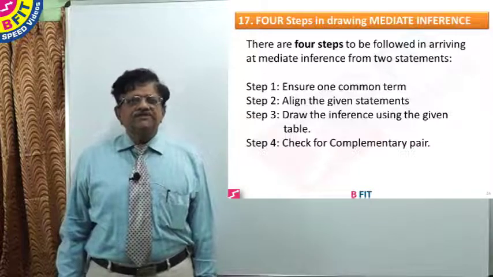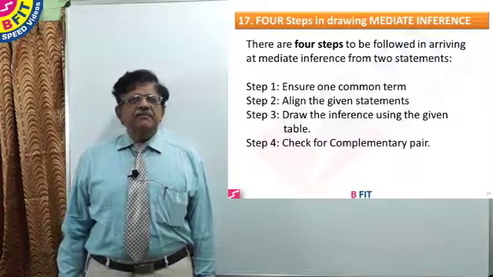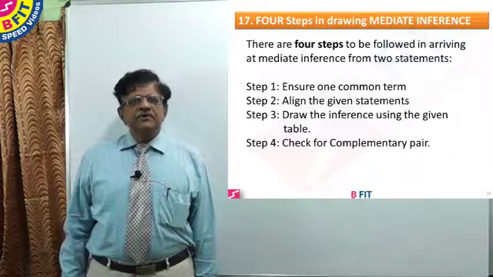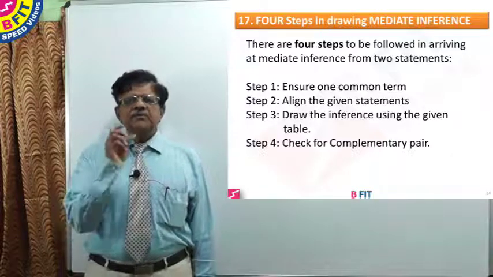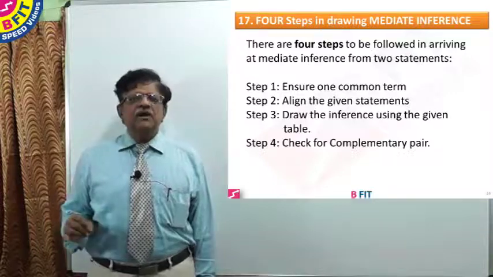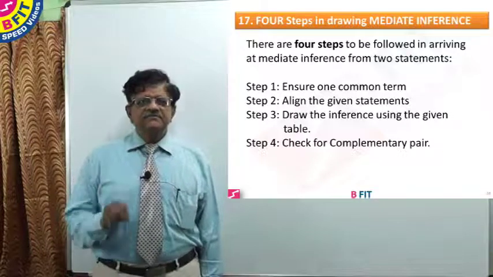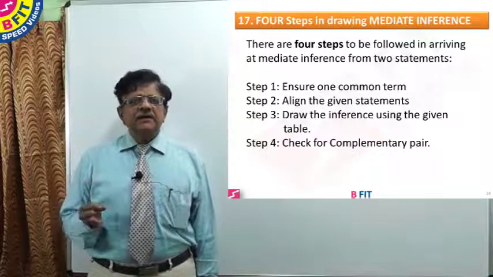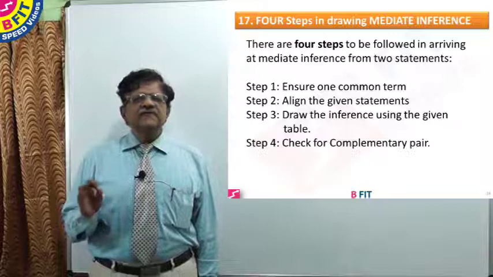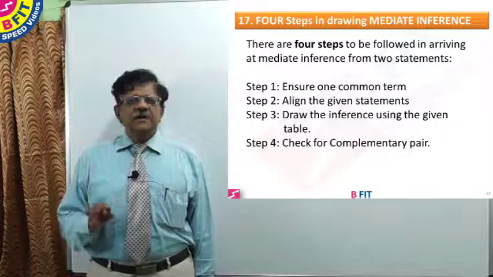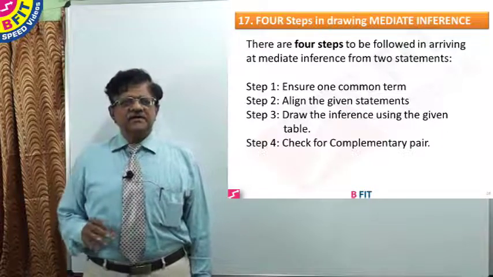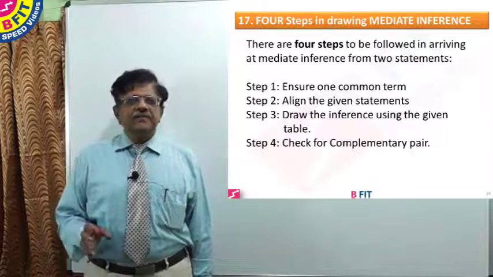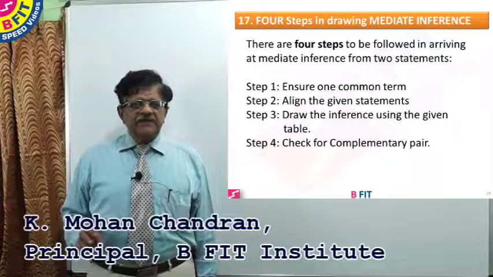There are 4 steps to be followed in arriving at mediate inference from two statements. Step 1, ensure one common term. There must be one common term. Number 2, align the statements. We will see what is aligning. Number 3, draw the inference using the given table. The table is given called table 6. We have to draw the inference from that. Number 4, check for complementary pair. What is complementary pair? We will see at the appropriate place.